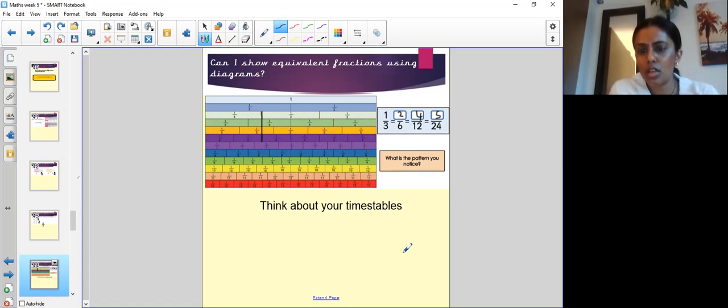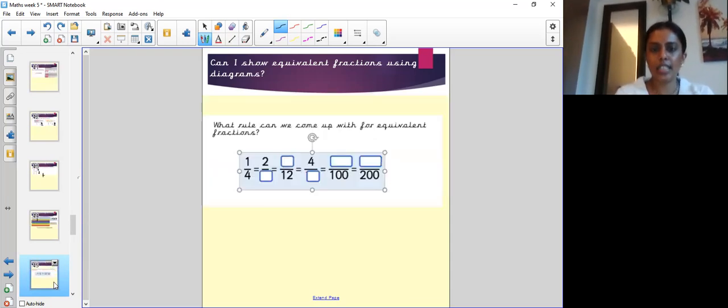What's interesting to note would also be how you look at the fraction wall itself. And remember, we don't cut through a third because we can't cut the third in half. We actually have to go straight to where the line points are, and that's where you know you can split the times table wall. So let's see what rule we can come up with for equivalent fractions.